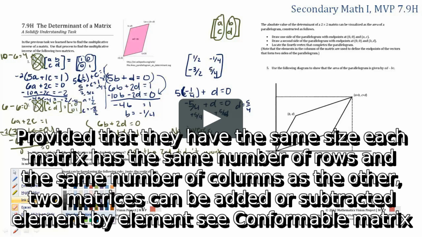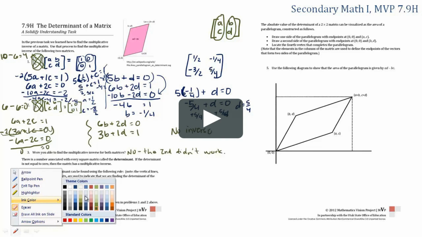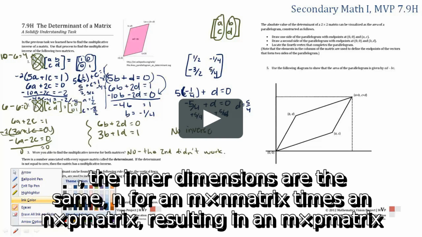Provided that they have the same size, each matrix has the same number of rows and the same number of columns as the other, 2 matrices can be added or subtracted element by element. See conformable matrix. The rule for matrix multiplication, however, is that 2 matrices can be multiplied only when the number of columns in the first equals the number of rows in the second, i.e., the inner dimensions are the same.